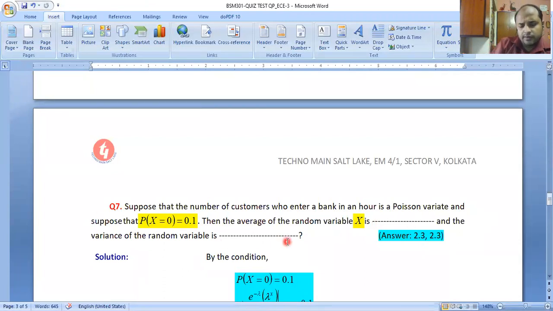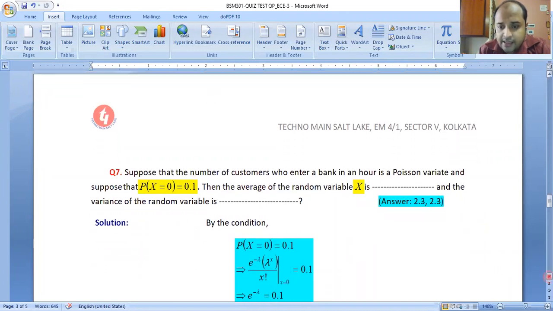Probably this question was not there in the question for section A. It was probably there for section B. Yet, let me discuss the problem. Okay. The equation is given to be this. Probability of x equal to 0 is equal to 0.1.